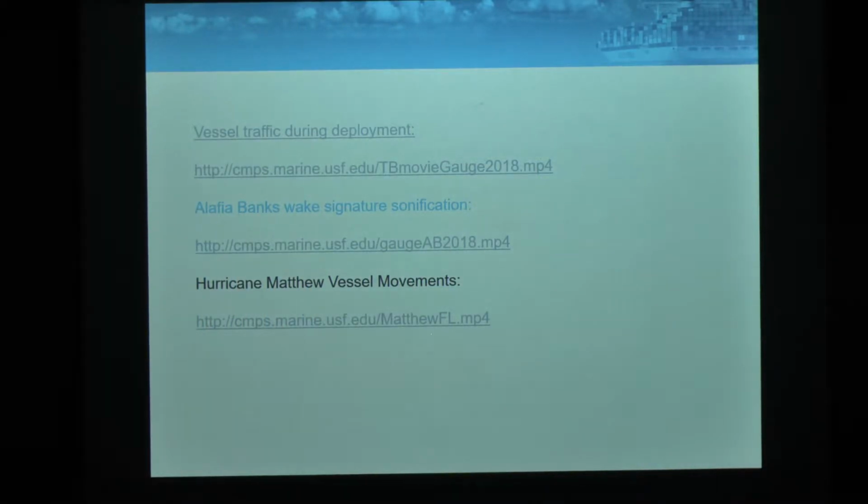We put out, how much time do I have? Zero, okay. Then I won't show you these, but if you go to our website, cmps.marine.usf, click on some of these links and you can see some animations from that study, as well as an interesting one from looking at vessel tracks during Hurricane Matthew and how they all cleared out and then immediately came back in behind.